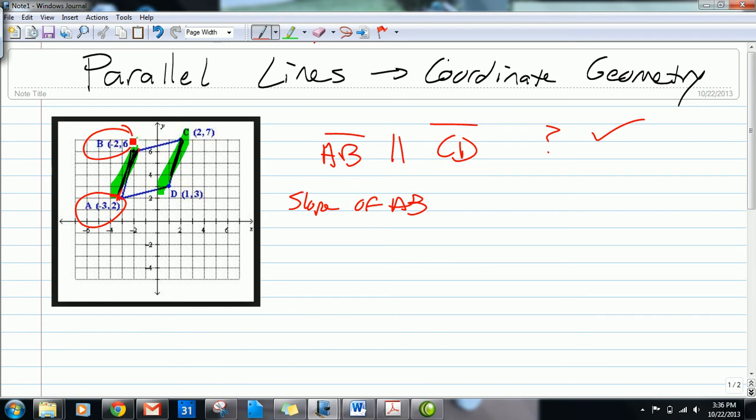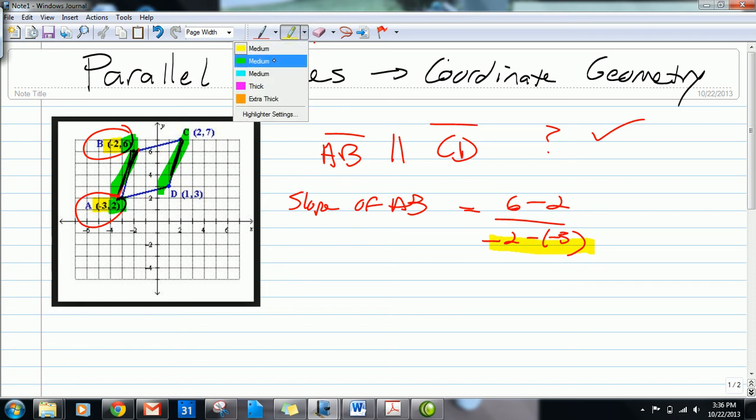So the y values are 6 and 2. So it's going to be 6 minus 2. That's my change in y. 6 minus 2 over, now my change in x. My change in x will be, since I started with the 6 in the numerator, I have to start with the negative 2 in the denominator. Negative 2 minus a negative 3. Right? So that's the change in y's in the top, and the change in x's in the bottom, which is what slope is.